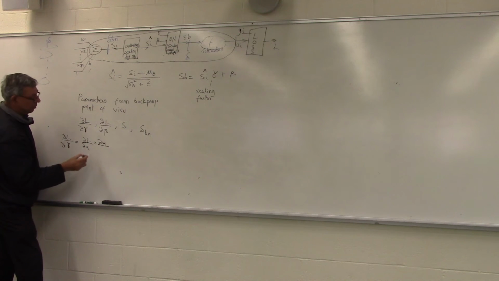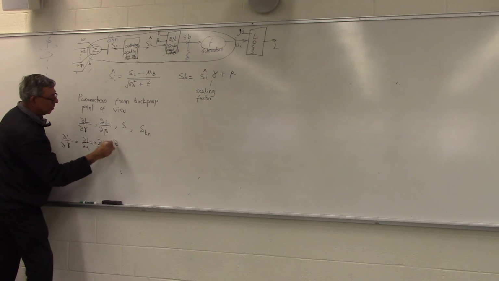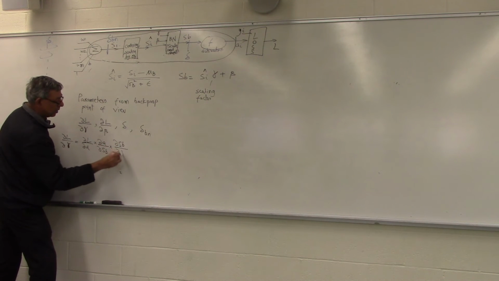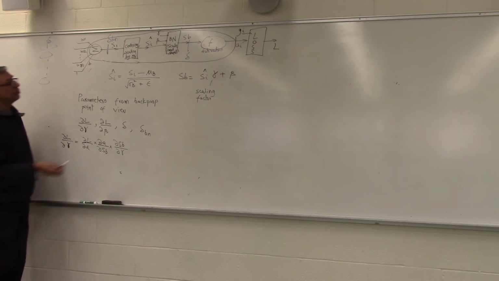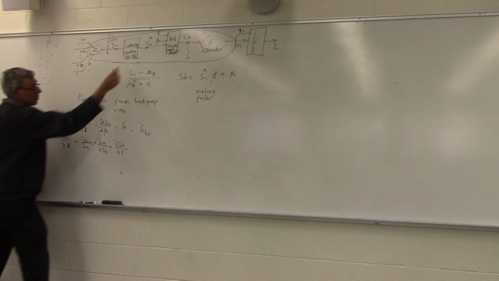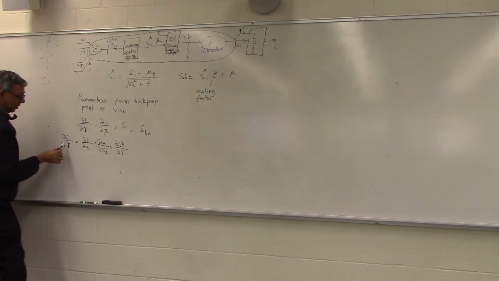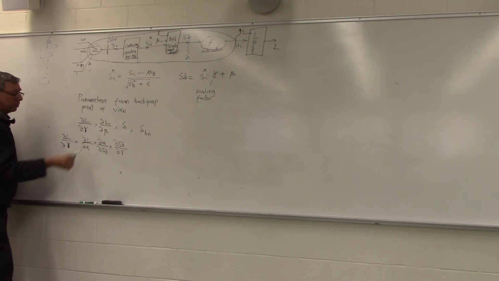Partial A over partial SB. Partial SB, perfect. And then partial SB over partial SI. No, because we want the gradient with respect to gamma. So it will be gamma, because then these will cancel out and you'll get the result.